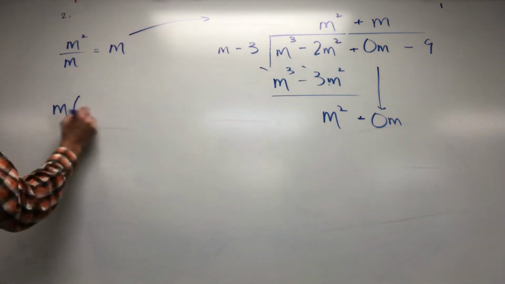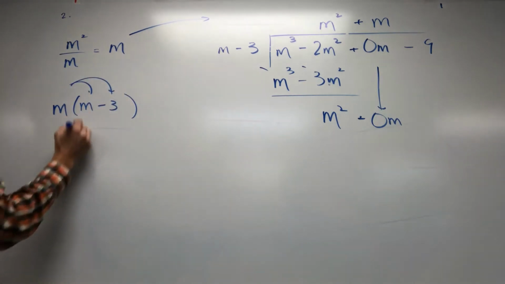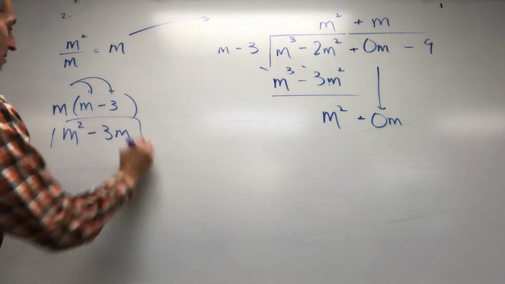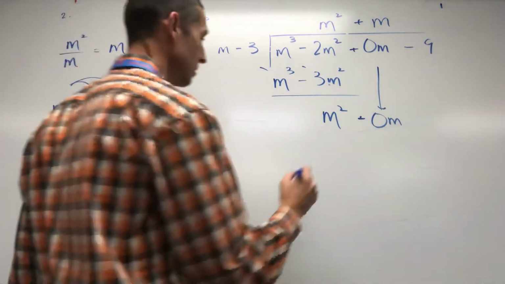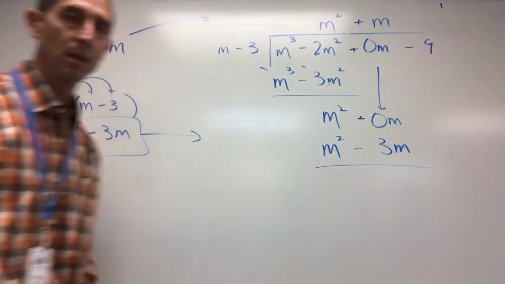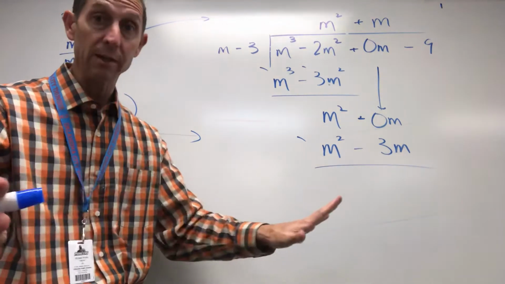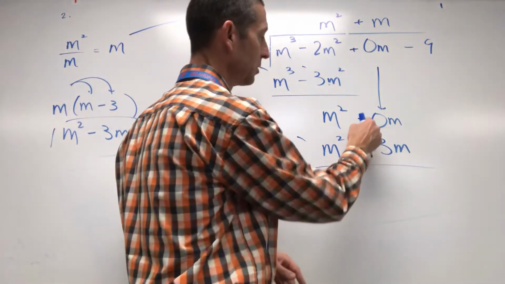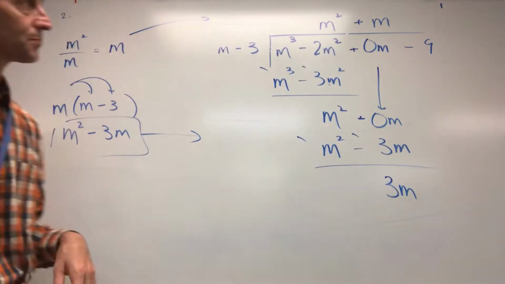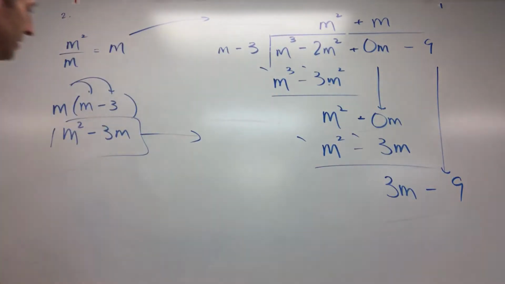So here we go, m times m minus 3, hit it, hit it, m squared minus 3m. Take this, slide it over, m squared minus 3m. Now, it's a subtraction. We've got it. These cancel out. That's what we're trying to accomplish. Just be careful with 0 minus negative 3 becomes positive 3. Let's drop down our last one. Bringing in a negative 9.